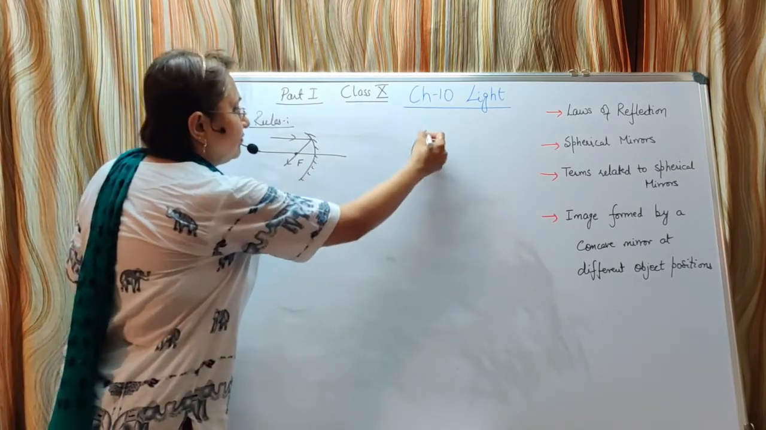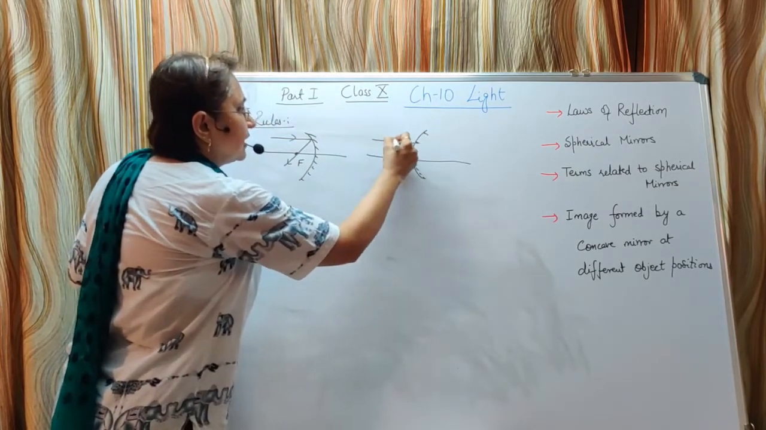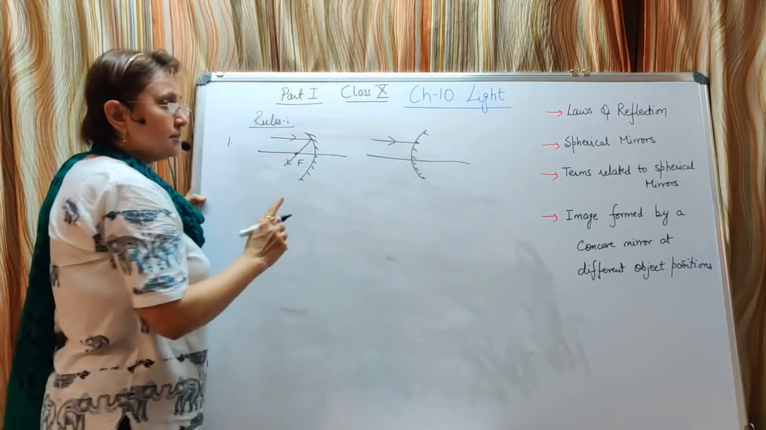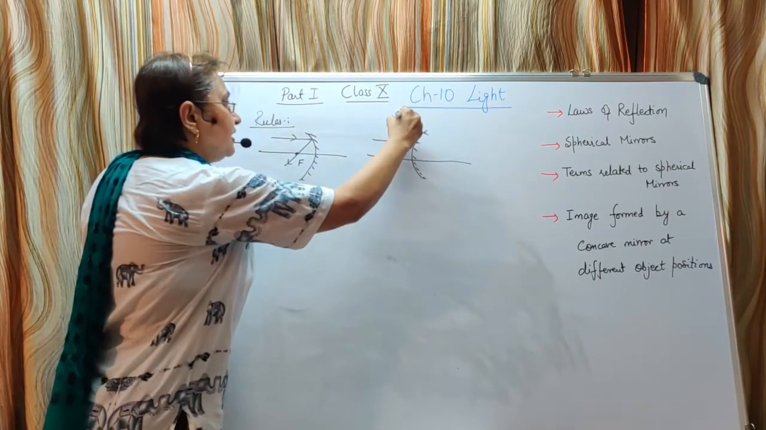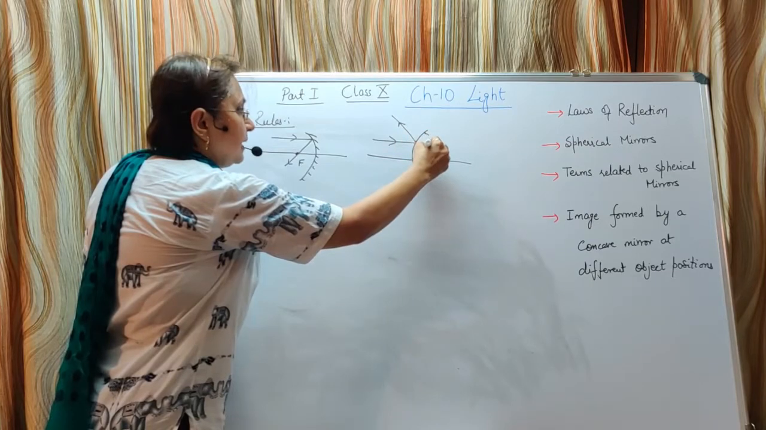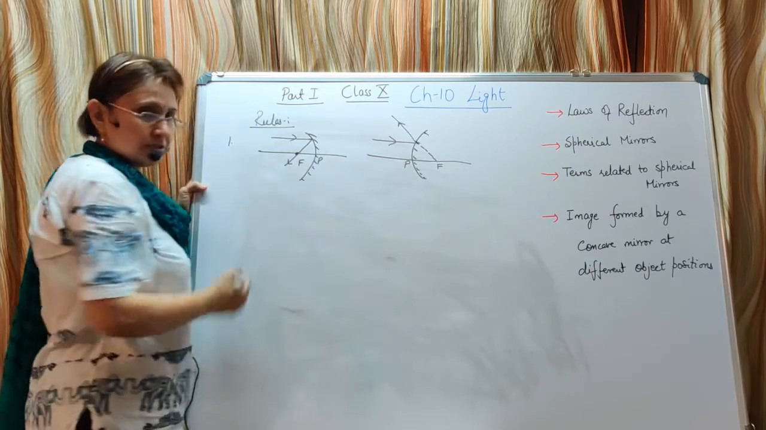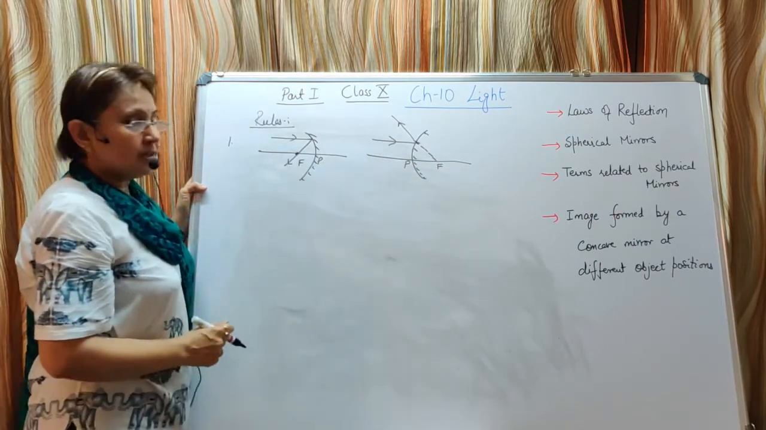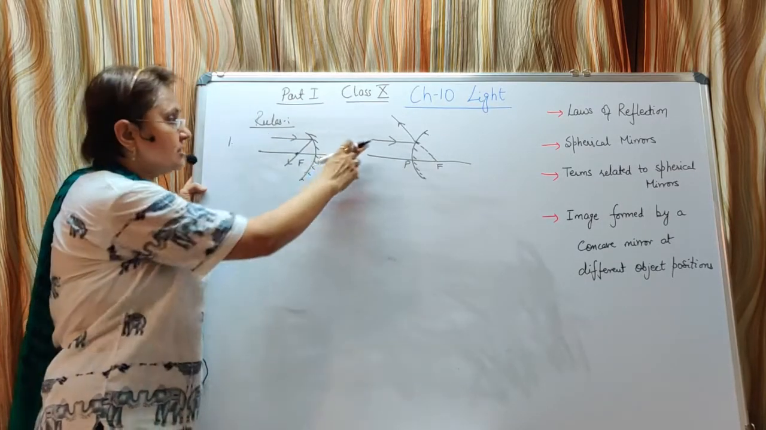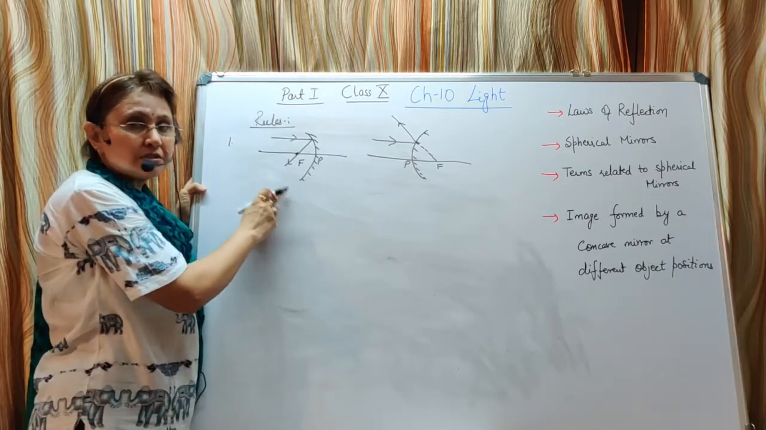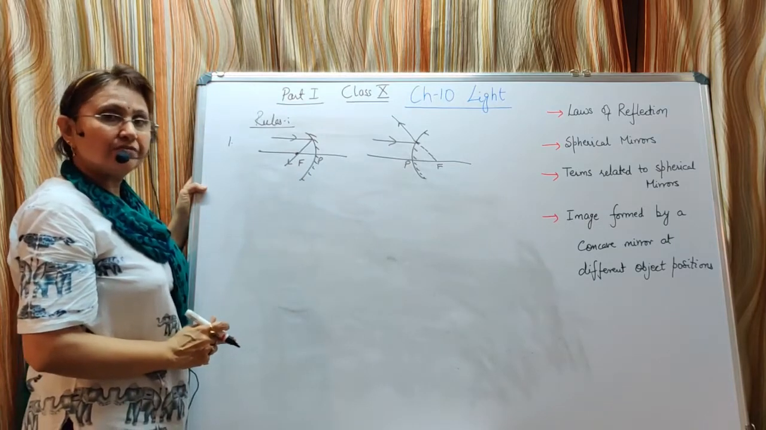And if it is a convex mirror, this line we call the principal axis. A ray of light which is parallel to the principal axis, the incident ray, is reflected along this direction and it appears to pass through the focus in case of a convex mirror. So, the first rule: a ray of light which is parallel to the principal axis either actually passes through the focus in case of a concave mirror or appears to pass through the focus in case of a convex mirror.